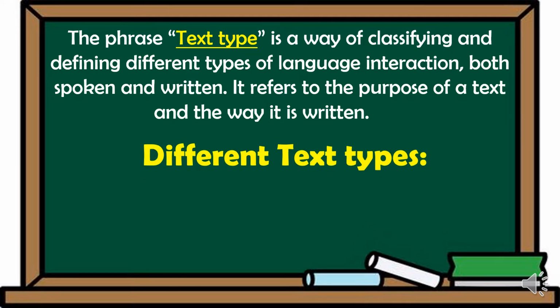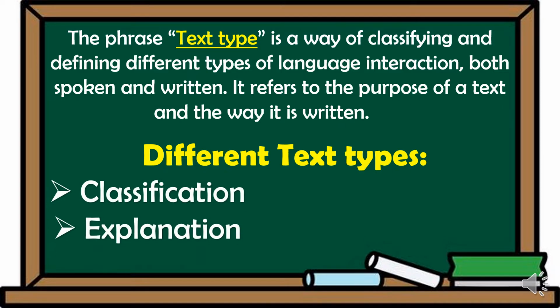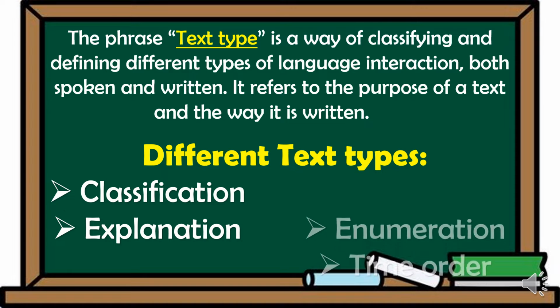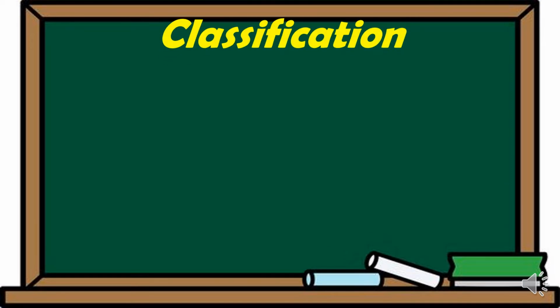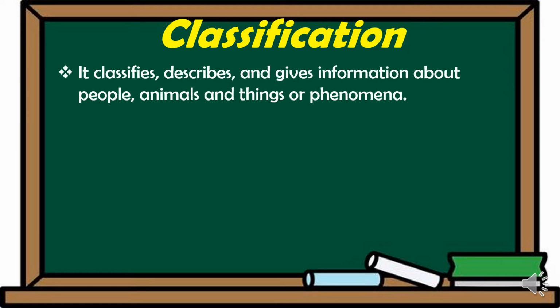We have different text types. We have the classification, explanation, the enumeration, and time order. Let us discuss the first one, and that is classification. Classification classifies, describes, and gives information about people, animals, and things or phenomena.